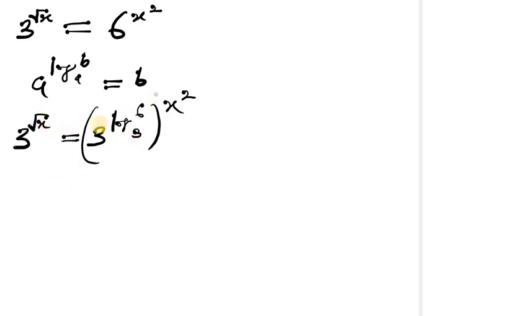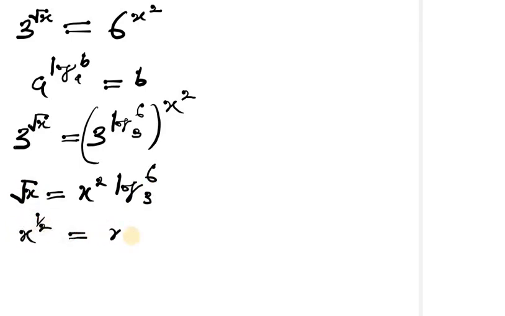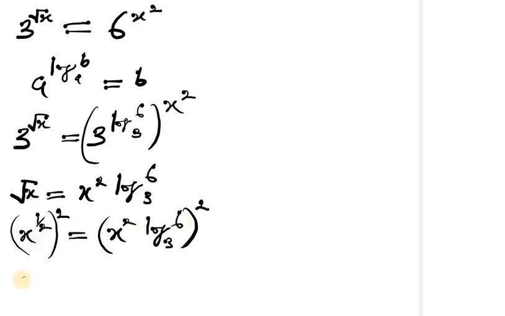Now we are going to equate the exponents because the bases here are the same. So we have root of x equals to, the x squared here will come behind this log, and we are going to have x squared log of 6 to base 3. We can rewrite this square root as x to the power of 1 over 2 equals x squared log of 6 to base 3, and we can remove this half exponent by simply multiplying the exponent by 2, and we can also square this. So this becomes x equals x to the power of 4 times log of 6 to base 3, all to the power of 2.